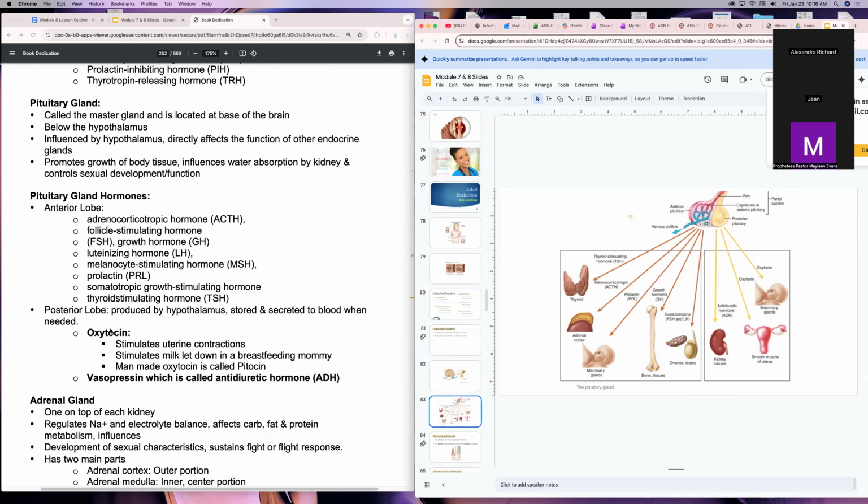And then the posterior lobe of the pituitary gland releases oxytocin and vasopressin. These hormones are produced by the hypothalamus but stored and secreted to the blood when needed. Oxytocin, we're going to talk about that a lot when we get to maternity. And vasopressin, we're going to talk about in a little bit. That's also called antidiuretic hormone.